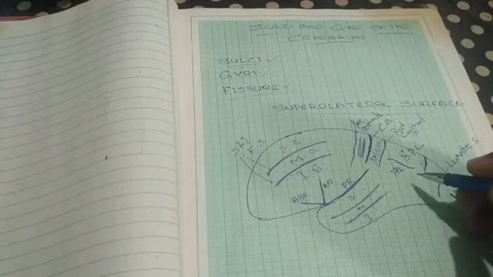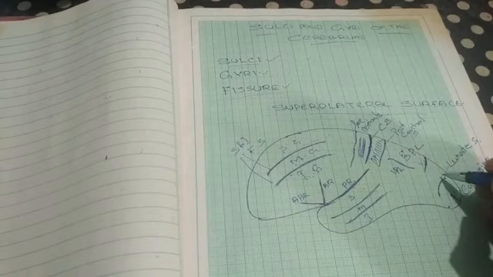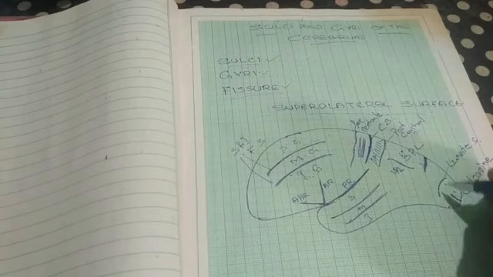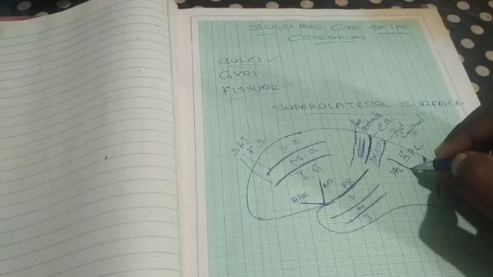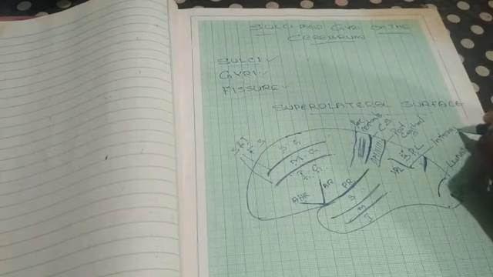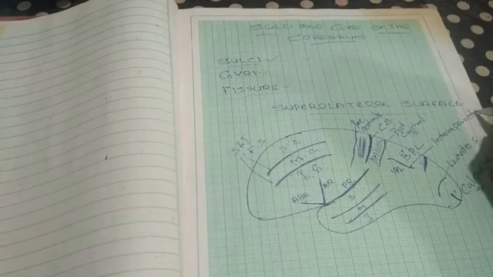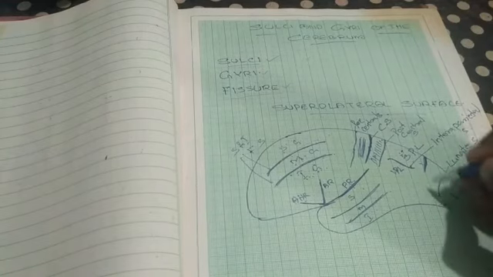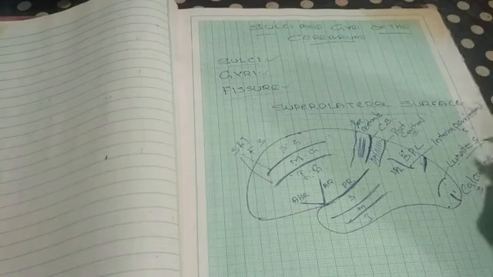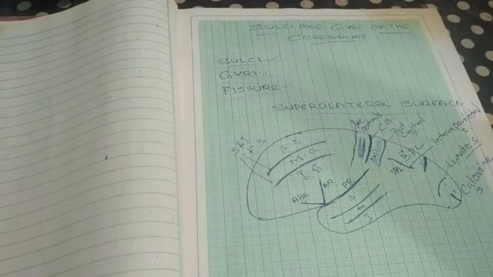Then the parietal lobe is divided from the occipital lobe by a sulcus called the parieto-occipital sulcus. And the parietal lobe contains a sulcus called the intraparietal sulcus. Then the occipital lobe contains two sulci. One is called the lunate sulcus, which is a crescent-shaped sulcus, and another one is called the calcarine sulcus.